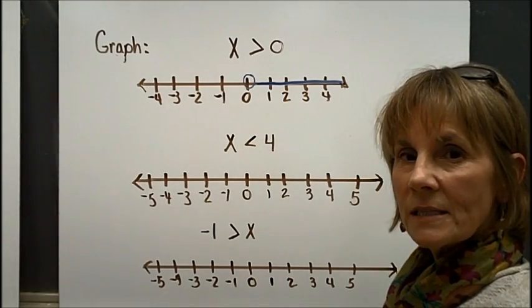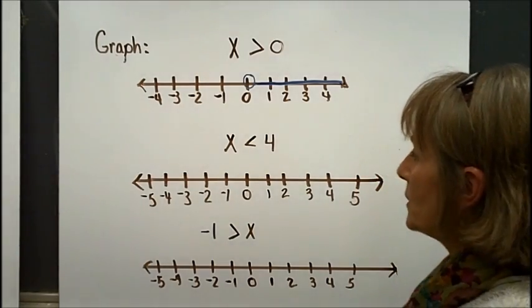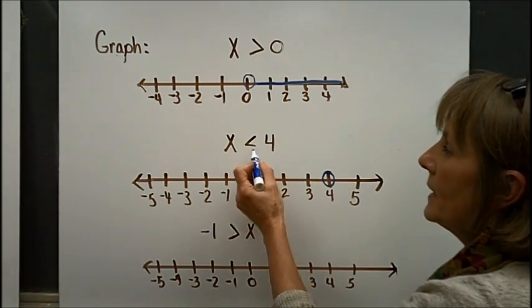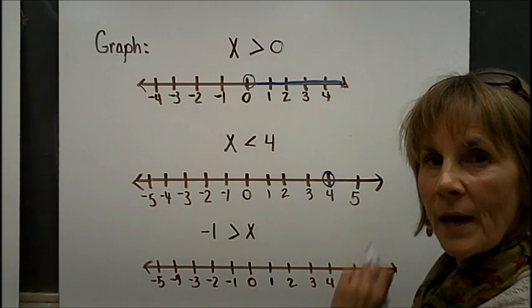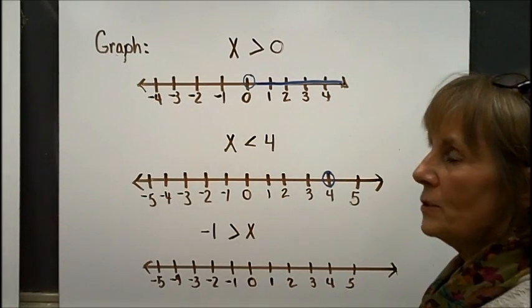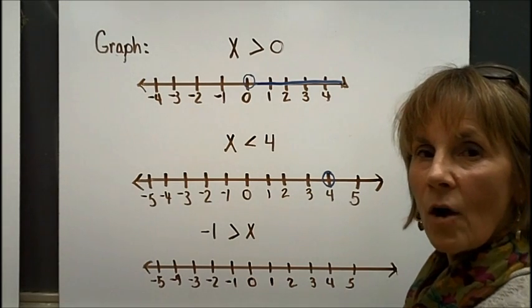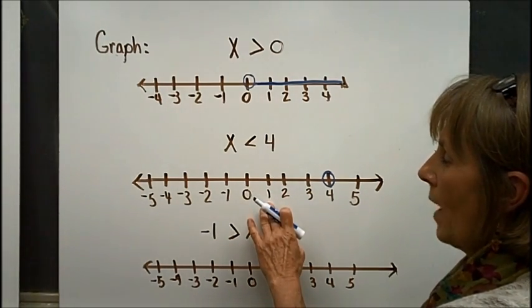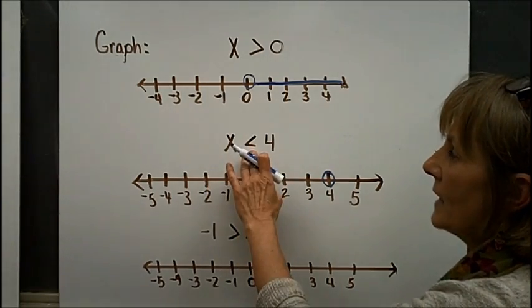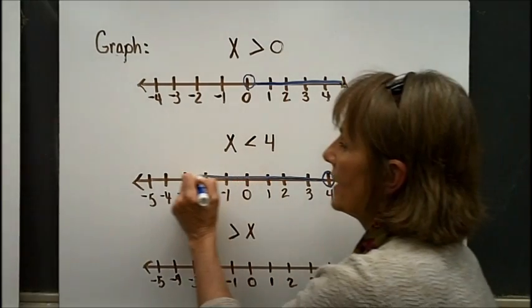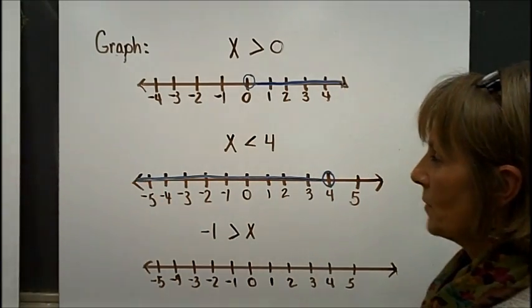X is less than 4. A circle at 4. It's an open circle because we have the less than symbol. Our solution set needs to include numbers that are less than 4. I'll pick the test number 1. 1 is less than 4. That's a true statement, so my shaded line needs to go in this direction.